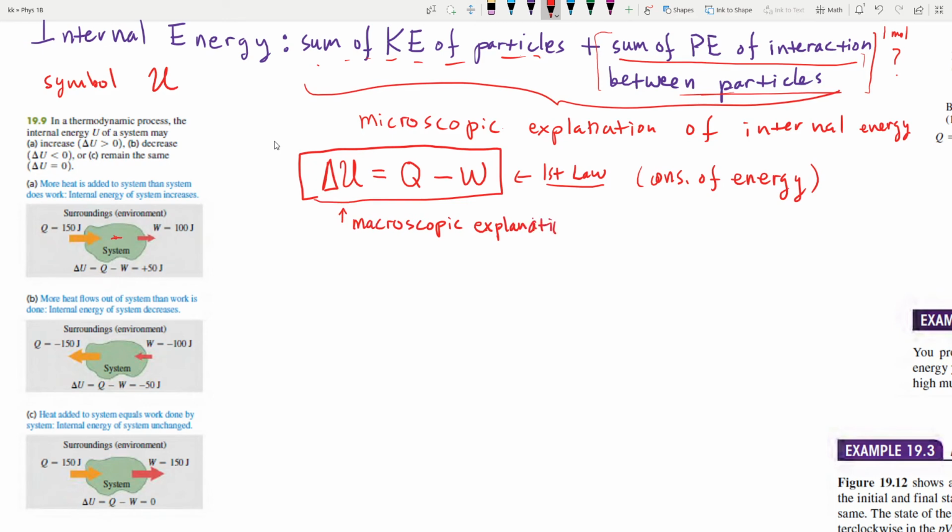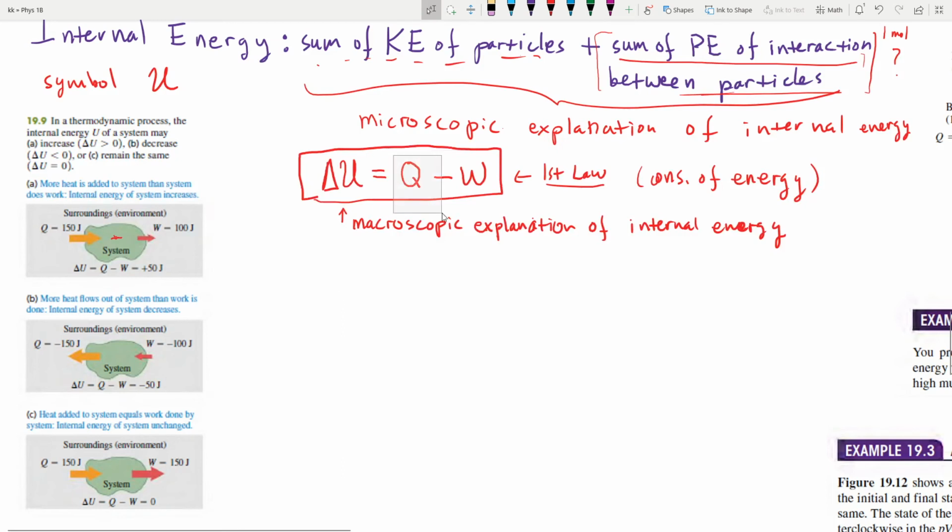Explanation of internal energy. You just look at how much heat came in, how much work came out, and look at the difference. That's way easier, right? This is one of the things that's really amazing about thermodynamics, is that you have this system that's so incredibly complicated, but if you just look at these big macroscopic variables, then you can learn something about how the internal energy changed. And that's quite powerful.